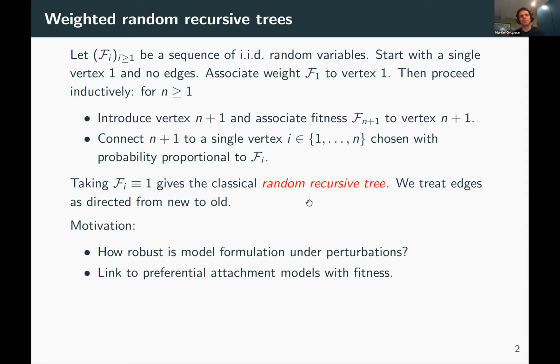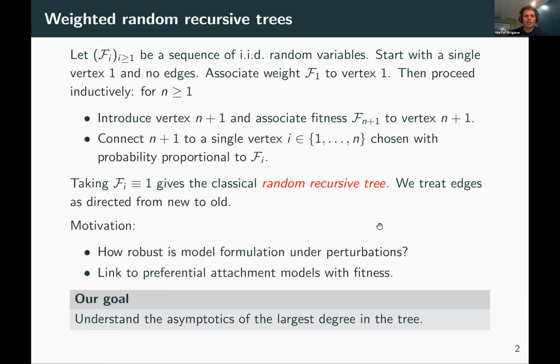All right. In this talk, we'll mainly look at one question, and we want to understand the largest degree in the tree. We want to know which vertex has the most neighbors at a certain time n, and how that grows over time. Why would you want to study this? If you're coming from network theory, and you understand the hubs, if you know how many neighbors the big vertices have, that tells you a lot about the connectivity of these networks. So in that sense, it's a very important question to understand.